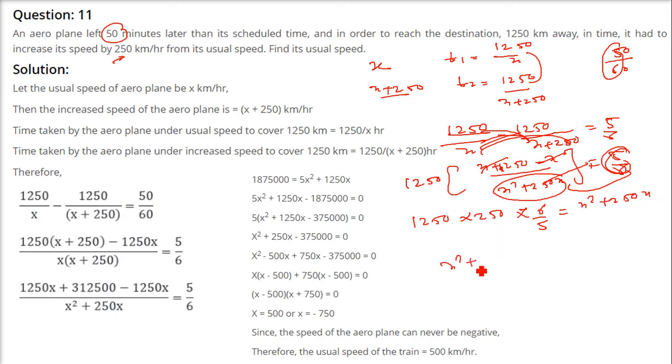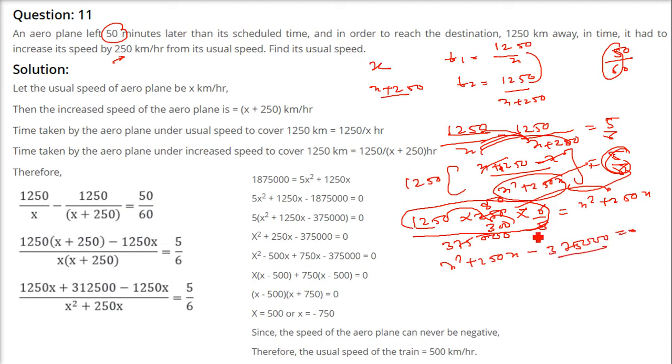Now the equation becomes x square plus 250x minus, I'm taking this on this side, and this will come as 375000. If you multiply this, 5 5s are 25, 5 6s are 30, 300. So you multiply 125 by 3, this is 375, and you have 3 zeros. This will come as 375000.